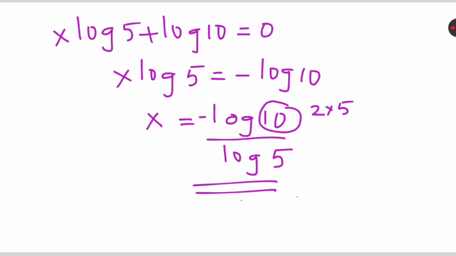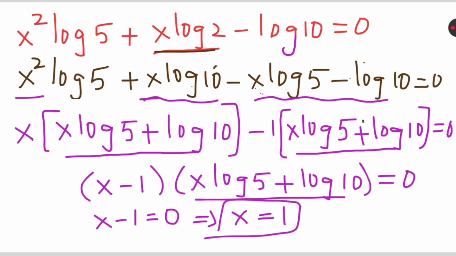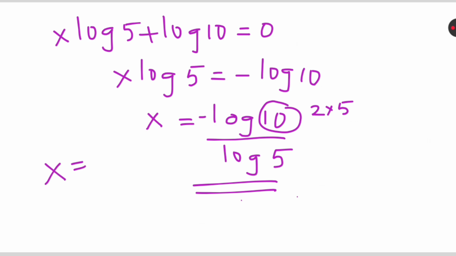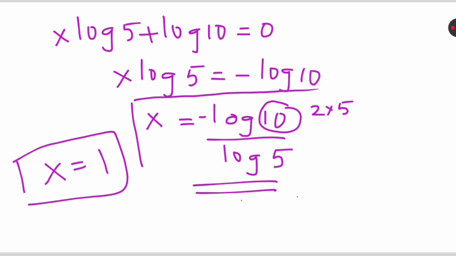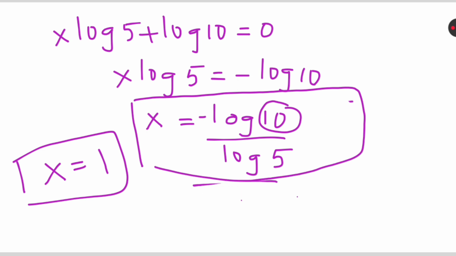So we are getting x equal to 1. This is the first solution. And the second solution is x as minus log 10 over log 5. But does this x value satisfy the given equation or not? Let's go and see. Verification time.